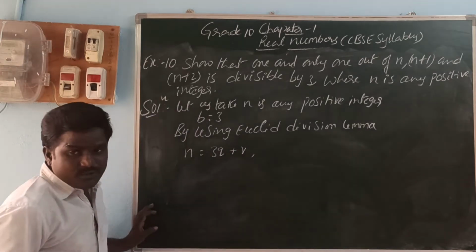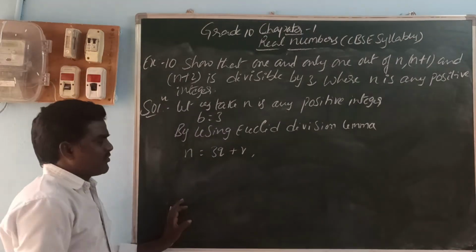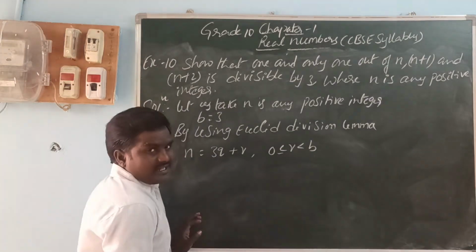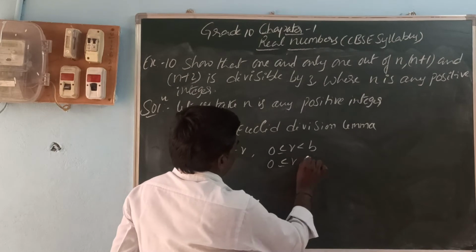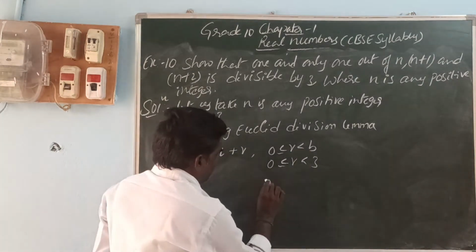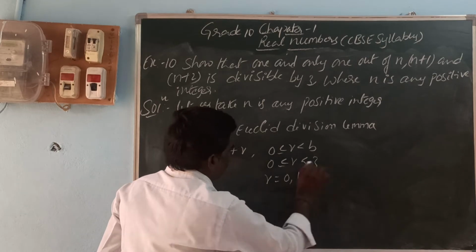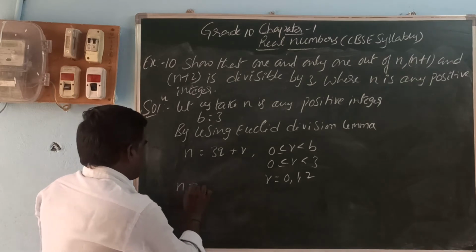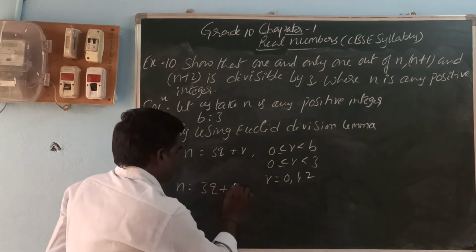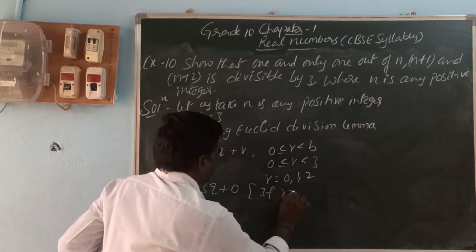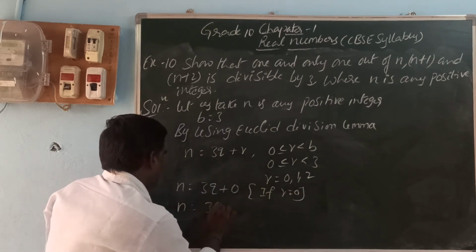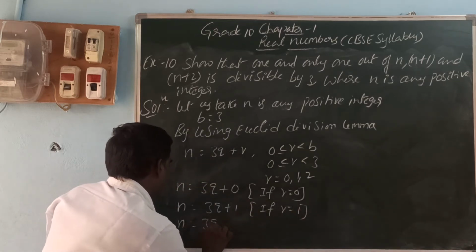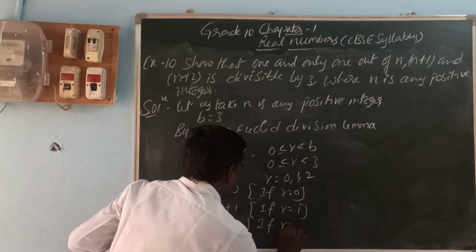Here the remainder values have a condition. The relation between remainder and divisor is 0 less than or equal to r, less than the divisor. Here the divisor is 3. So what are the values of the remainder here? The remainder is 0, 1, 2. So first n is equal to 3q plus 0 if r is equal to 0. Next n is equal to 3q plus 1 if r is equal to 1. Next n is equal to 3q plus 2 if r is equal to 2.